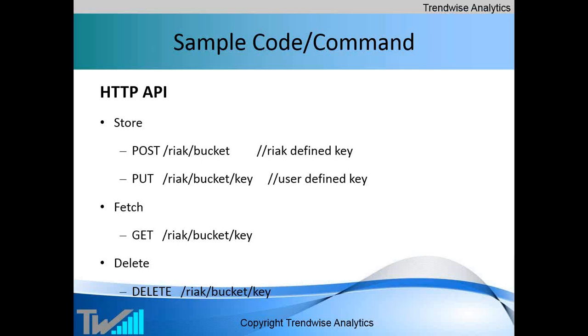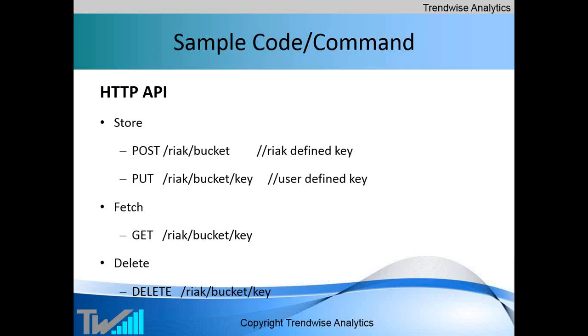So here are a few API commands. So if you want to store the data, you have the post API. And if you use it without the key, Riak will define the key for you. And if you use put with the key, you need to define the key and provide it. So that's how you create the records, you create the data.